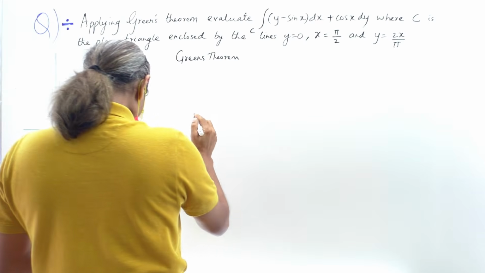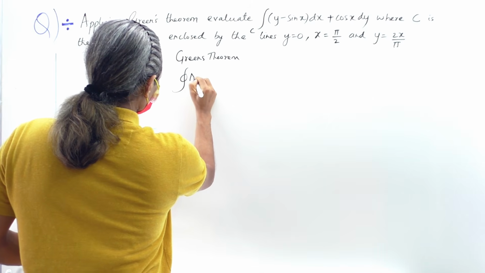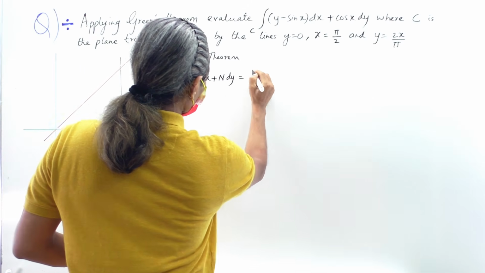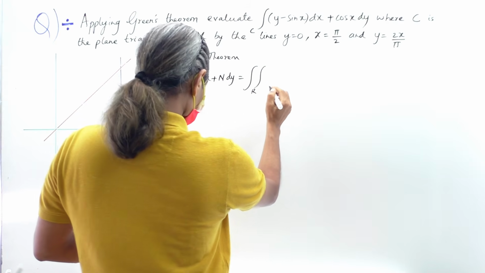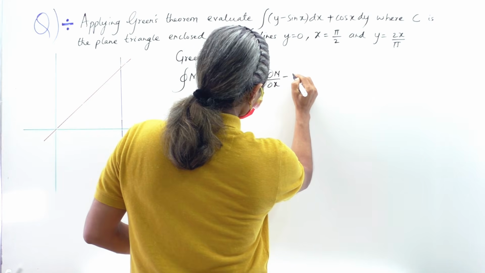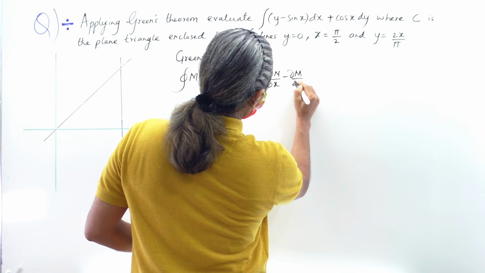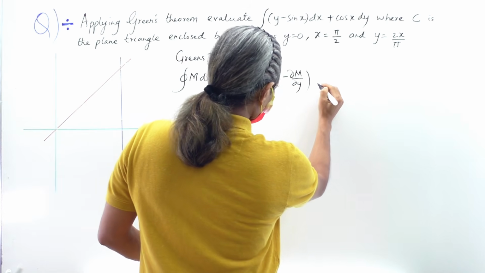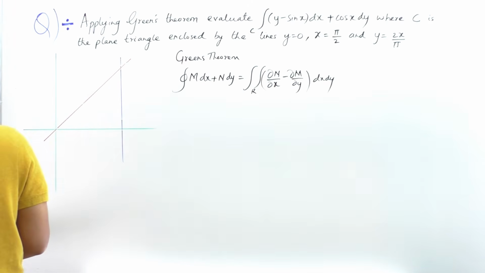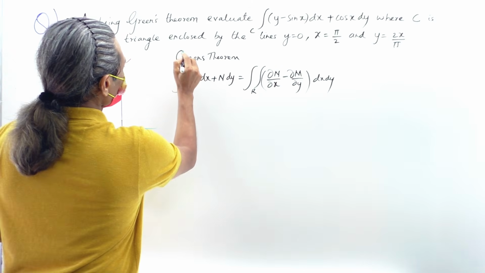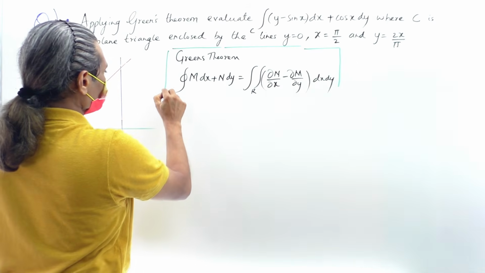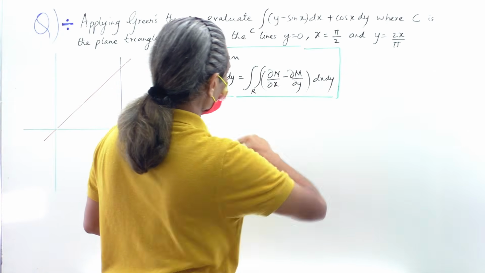Now the Green's theorem says: the integral of M dx plus N dy equals the double integral over the region of (dou N by dou x, remember this sequence, minus dou M by dou y) dx dy. A very beautiful theorem, Green's theorem. Let me underline this for you in green. This is the Green's theorem, and you need to memorize it correctly. Don't miss anything here.